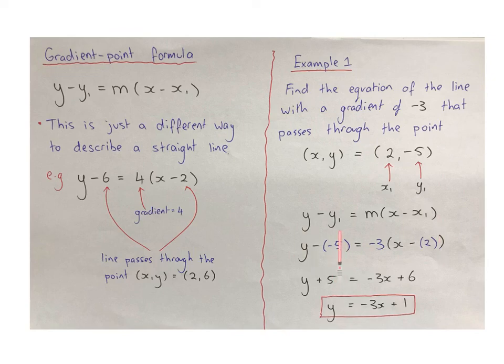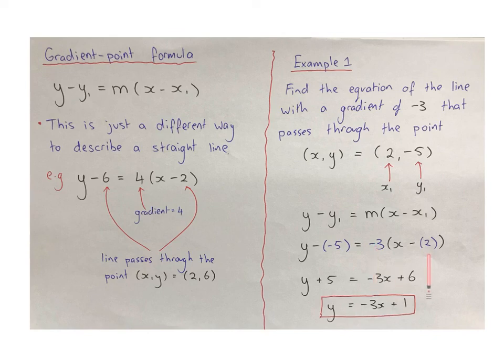So I'm subbing in y1 is -5, the gradient was -3, and the x value, x1, is 2. So this does describe the line perfectly. However, generally we want to put it back into the form y equals mx plus c, so we need to do a little bit of arranging.